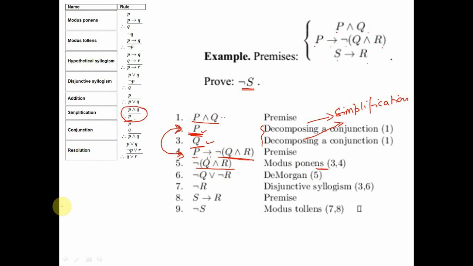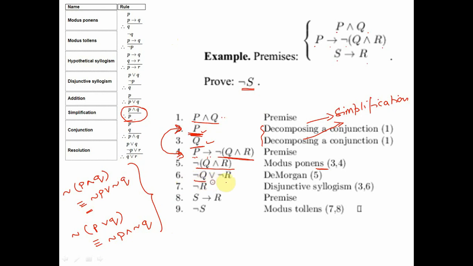Now you remember De Morgan's laws. De Morgan's laws say negation of P and Q is equivalent to negation of P or negation of Q, and the dual was negation of P or Q is equivalent to negation of P and negation of Q, right? Remember, in solving these examples, not only the rules of inference but the equivalence laws also play an important role. So I have negation of Q and R, which is logically equal to negation of Q or negation of R. Now this is OR, right?